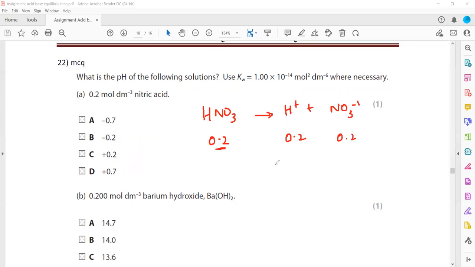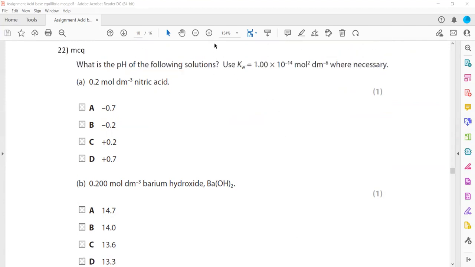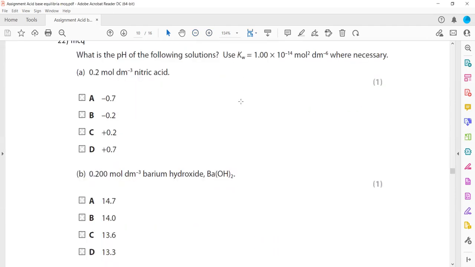So we have the concentration of nitric acid. Using that, we can get the concentration of hydrogen ion, and the pH is equal to minus log of hydrogen ion concentration. So we just have to substitute this 0.2: minus log of 0.2 will give us 0.7. So D will be the right answer. The next one, 0.2 mole per dm cubed barium hydroxide. For barium hydroxide, solubility of hydroxide increases as we go down the group.